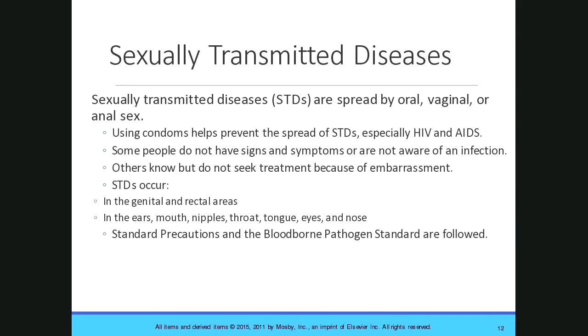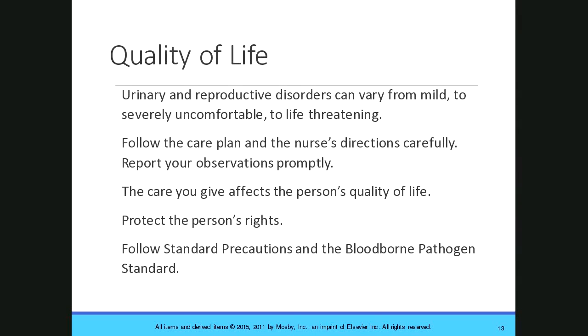Since as human beings we can have oral or anal sex, you might have other abnormalities at the ears, the mouth, the nipples, the tongue, eyes, and nose. So if you see something there that's not supposed to be there, or you think it's unusual or it shouldn't be there, then report it. And again, follow your standard precautions and bloodborne pathogen standards. And you can read over that. We're at the end of this chapter.